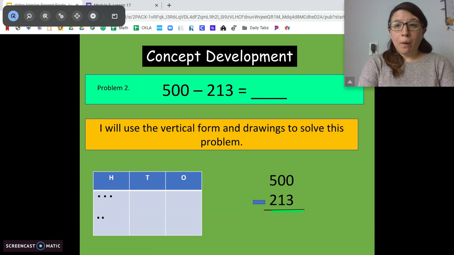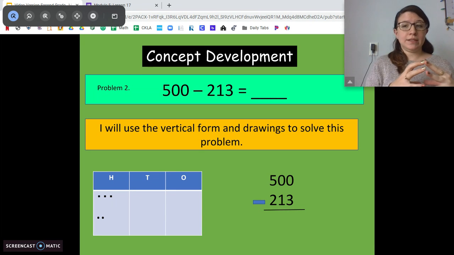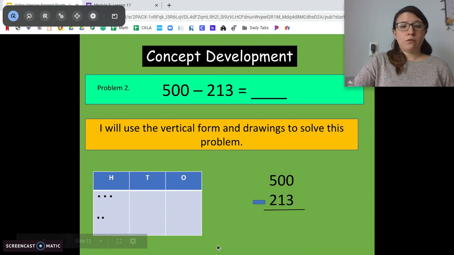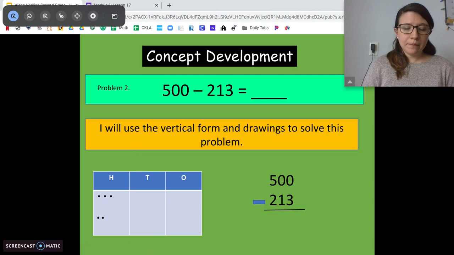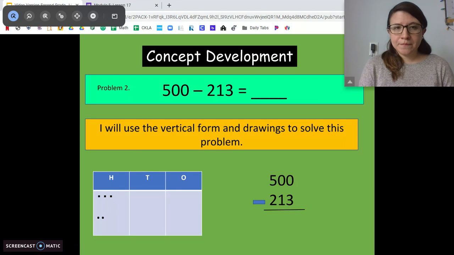So I would like you to pause and write 500 minus 213 in your vertical form, and then I'd like you to set up a place value chart as well. Remember, with subtraction, which number we are showing in our place value chart to start. So go ahead and set that up. Come back when you're ready. All right, here we go.